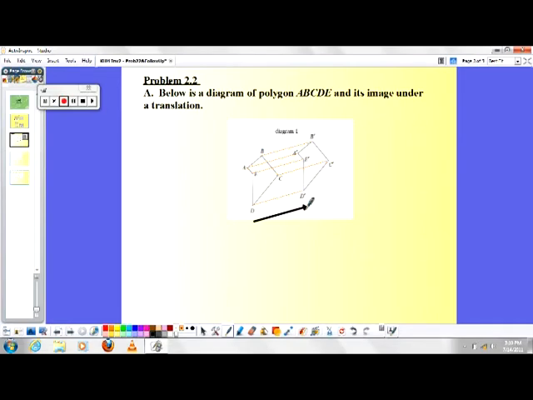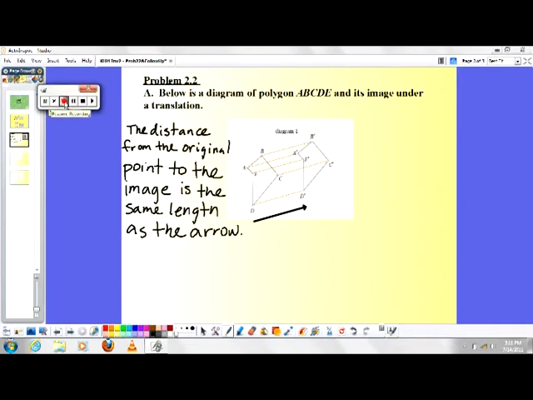The first thing has to do with distance. The distance from the original point to the image is the same length as the arrow, which should make sense. So if you look from A to A prime, it should be the same length as the arrow because that's how far we have to translate the picture. If you look at B to B prime, this right here should also be the same length as the arrow. If every point moves the same length as the arrow, the whole picture moves that distance. Does that make sense?